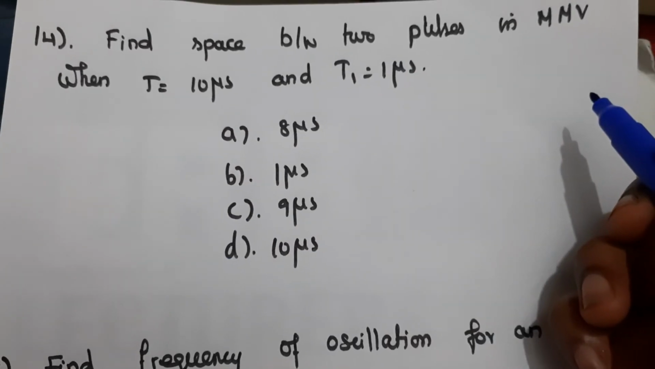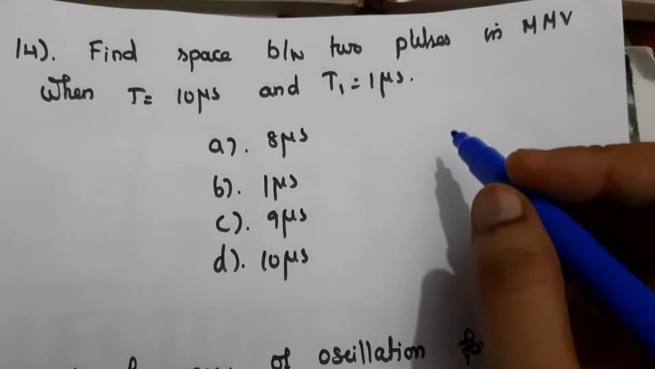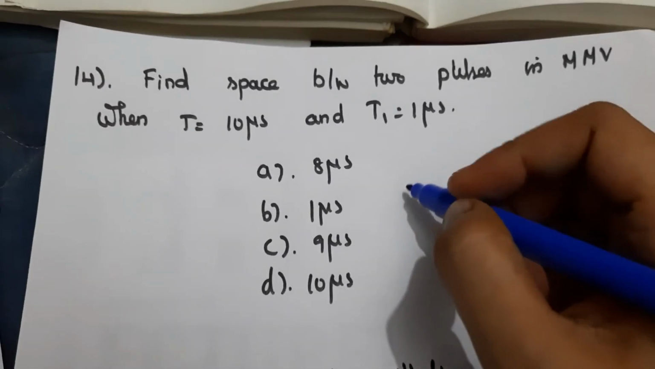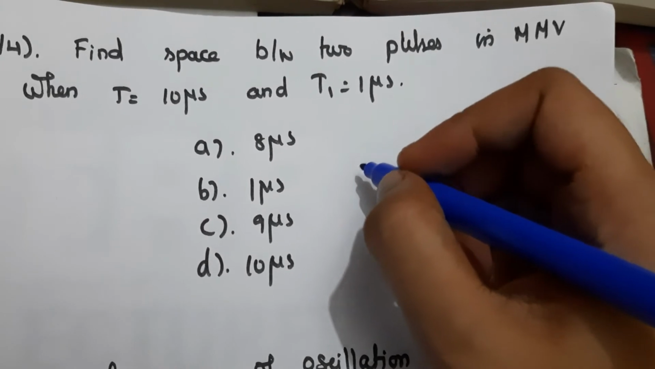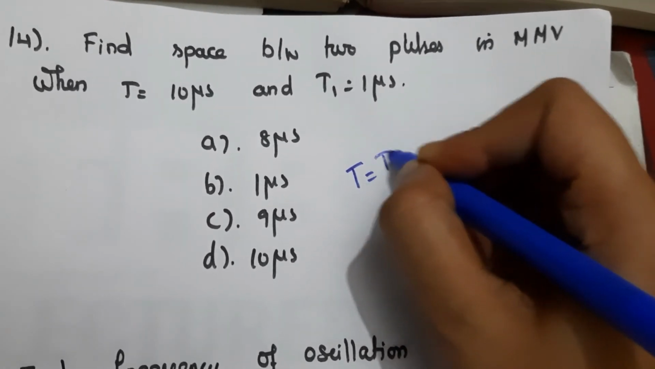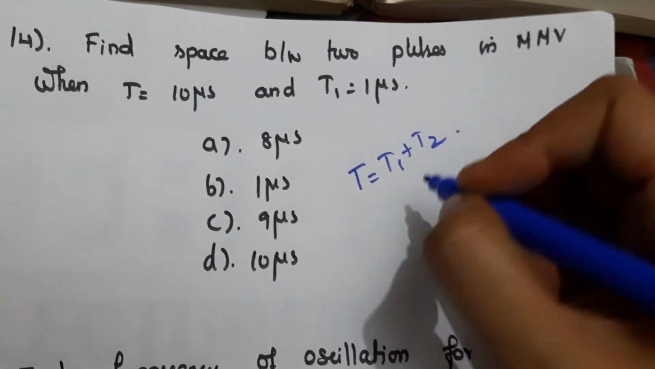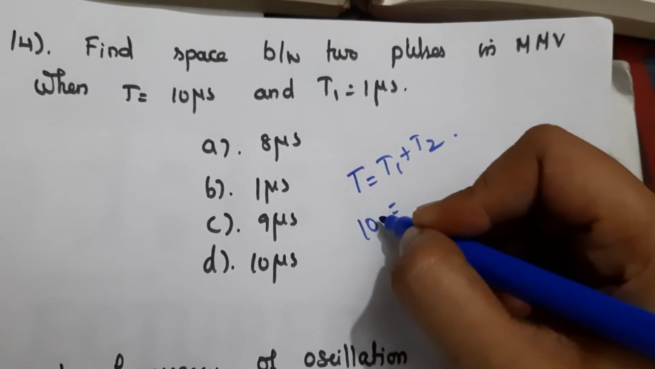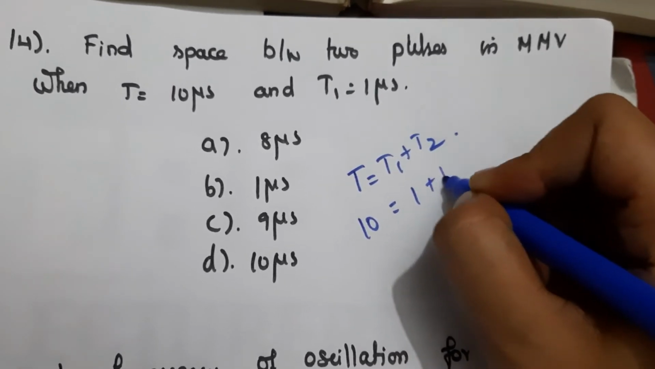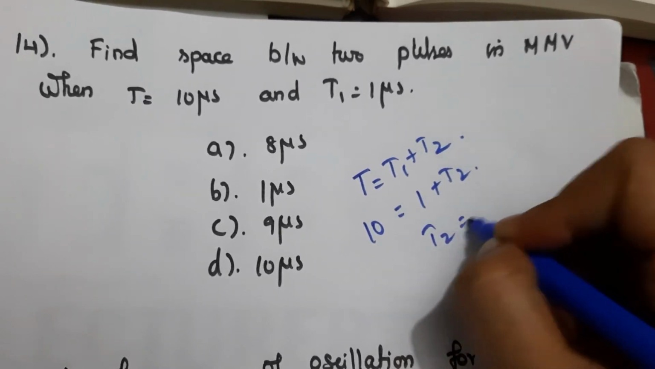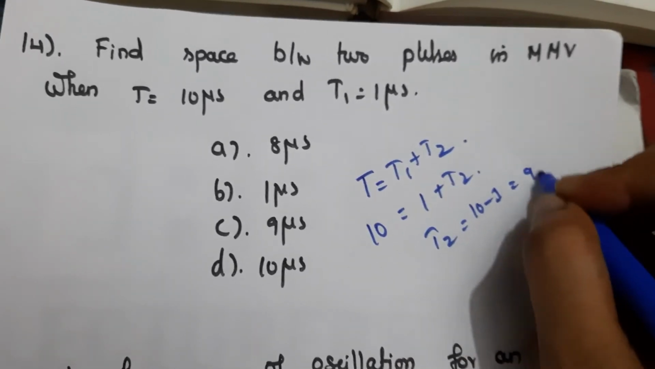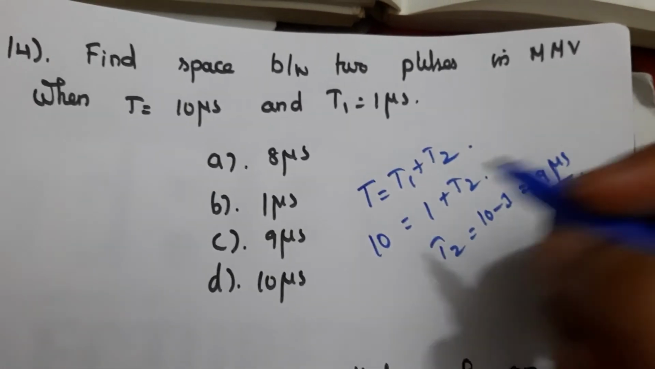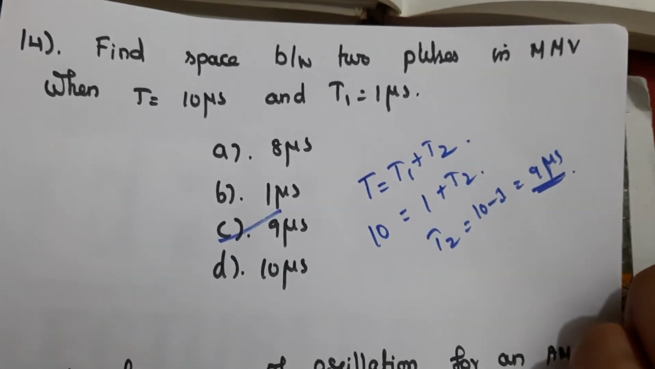And 14th question, find the space between two pulses in a monostable multivibrator. T is equal to 10 microsecond and T1 is equal to 1 microsecond. So T is equal to T1 plus T2, and we have to find T2. So T2 is equal to 10 minus 1, that is 9 microsecond. So here the answer is C, 9 microsecond.